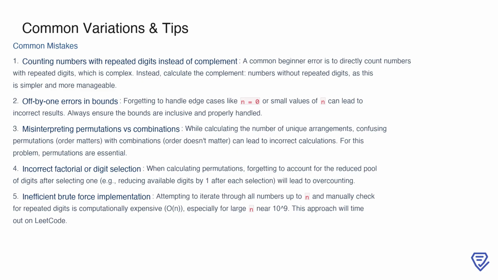Lastly, avoid using a brute force approach to iterate through all numbers up to n and manually check for repeated digits. This method has a time complexity of O(n), which becomes impractical for large values of n, such as those near 10 to the power of 9, and will likely time out during execution.